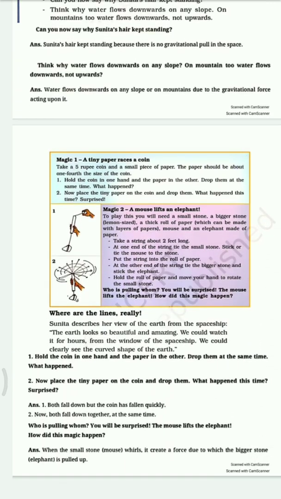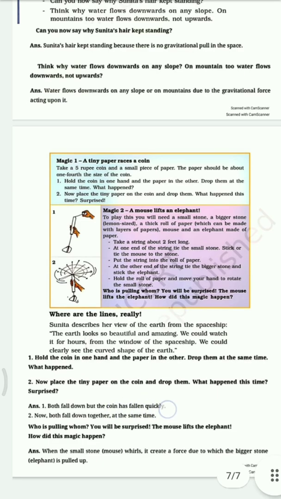Now Magic 1, a tiny paper raises a coin. In this, you have to take one 5 rupee coin and one small piece of paper. Now, in question 1, you take the 5 rupee coin in one hand and the small piece of paper in the other hand, and drop them at the same time. Now, see what happened. The answer is, both fall down, but the coin falls quickly because the weight of the coin is more than the paper, so the earth pulls the coin down faster than the paper.